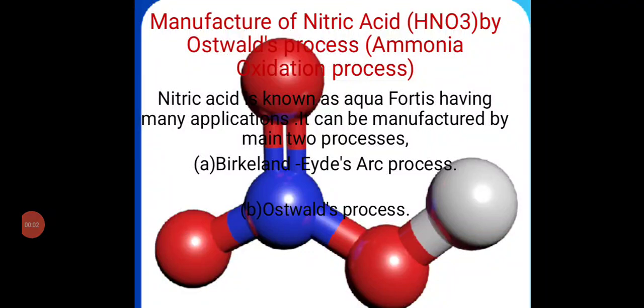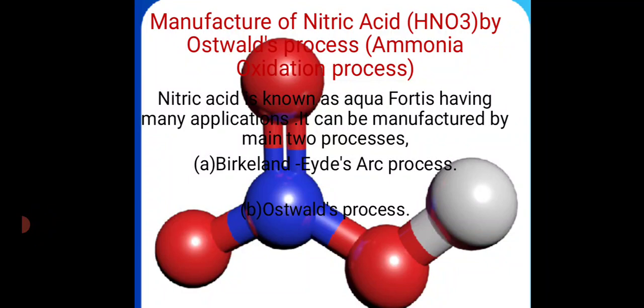Good morning, everyone. In the last lecture, we have seen the manufacturing of sulfuric acid by the contact process. Two processes we discussed in previous lectures: manufacturing of ammonia by the Haber process and sulfuric acid by the contact process. Now today we will discuss the next process, manufacture of nitric acid, HNO3, by the Ostwald process, the ammonia oxidation process. Nitric acid is known as aqua fortis, having many applications.